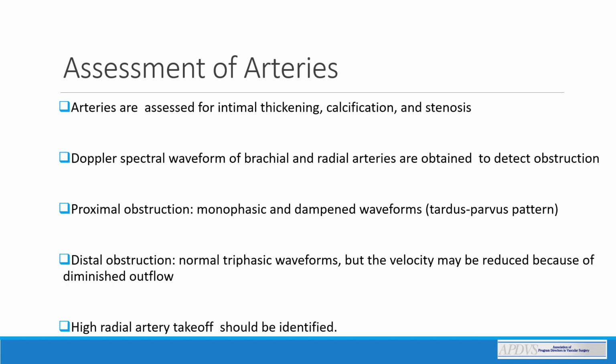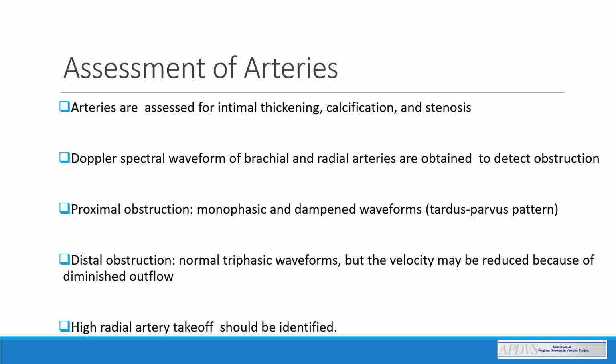Arteries are examined next. Arteries should be examined for intimal thickening, calcifications, and stenosis. The presence of significant concentric calcifications should also be noted. Doppler spectral waveforms of the brachial and radial arteries are obtained to detect either proximal or distal obstruction.